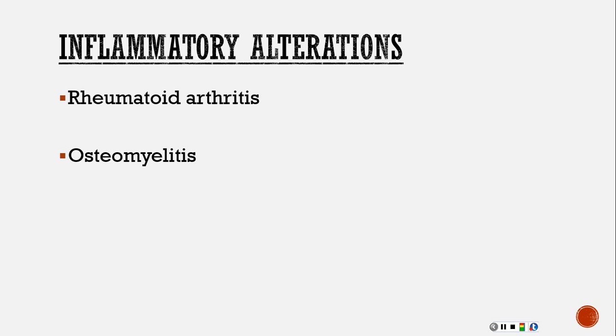All right, now we're going to talk real quick about inflammatory, probably not real quick, but we're going to talk about inflammatory alterations. Okay, we're going to talk about the second category of arthritis, rheumatoid arthritis, and then we'll talk about osteomyelitis.